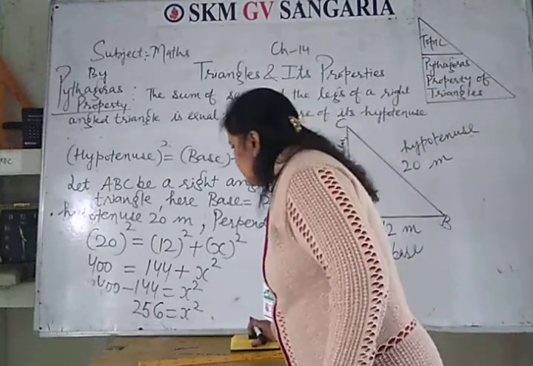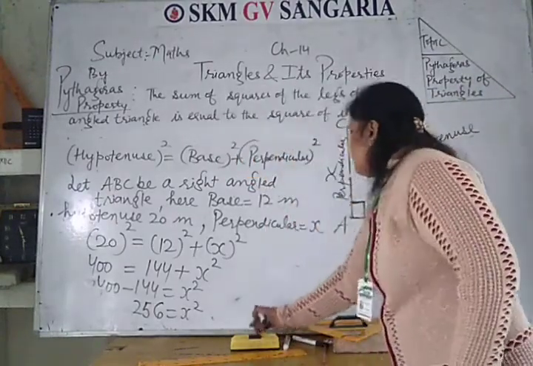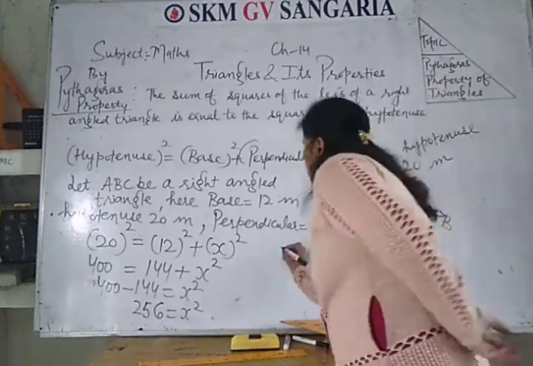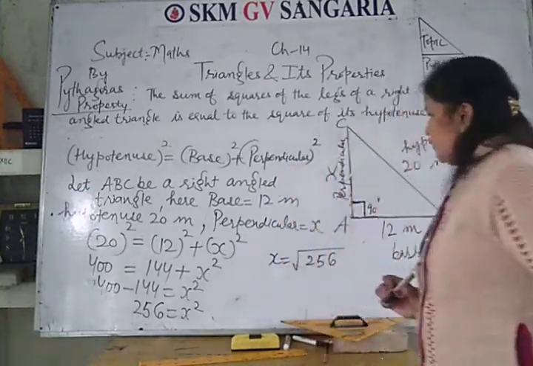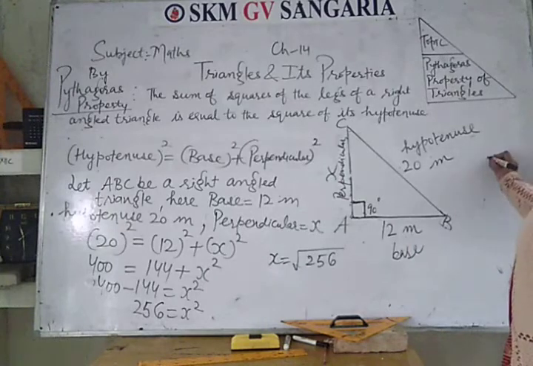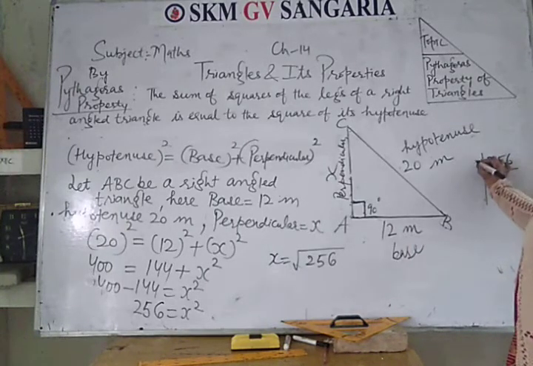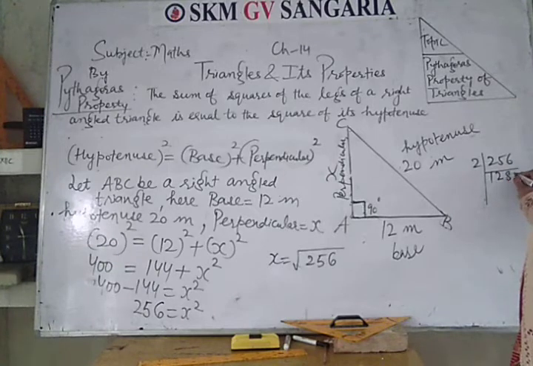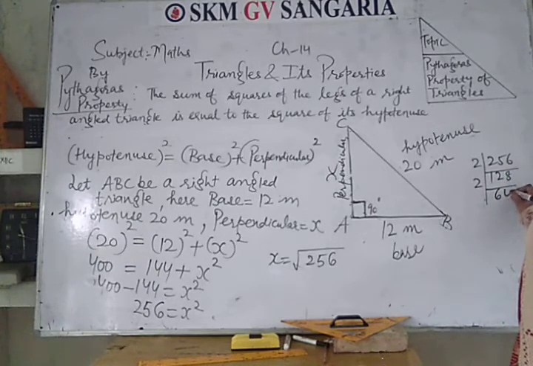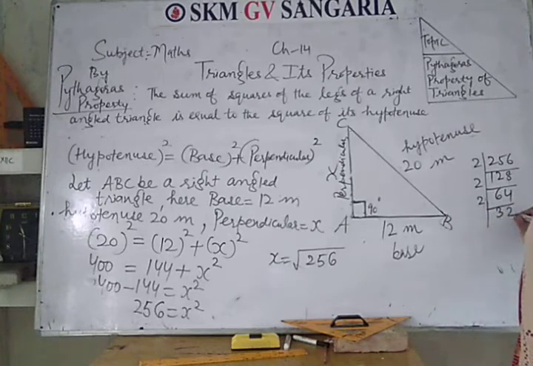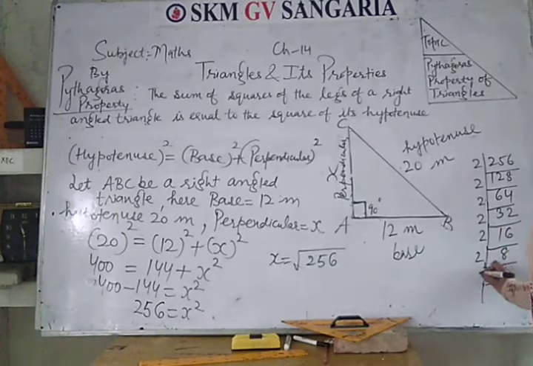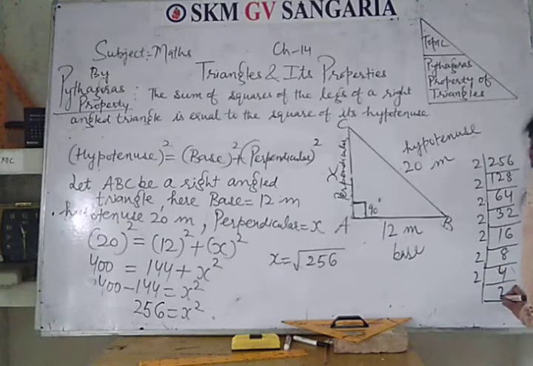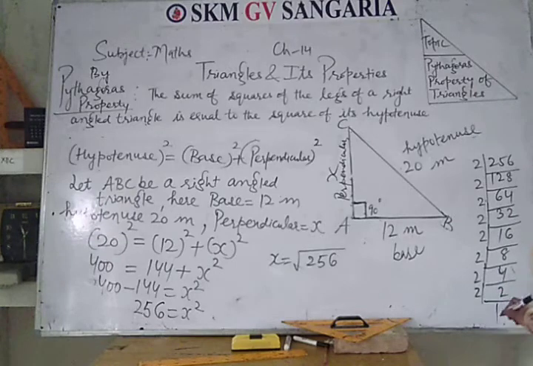Okay. So this 256, you can find by prime factorization. 2 1s are 2, 2 2s are 4, 2 4s are 8, 2 8s are 16, 2 6s are 12, 2 3s are 6, 2 2s are 4, 2 1s are 2.